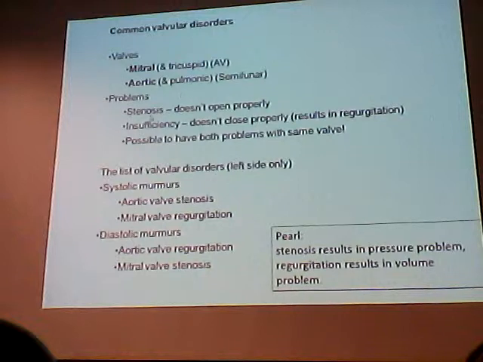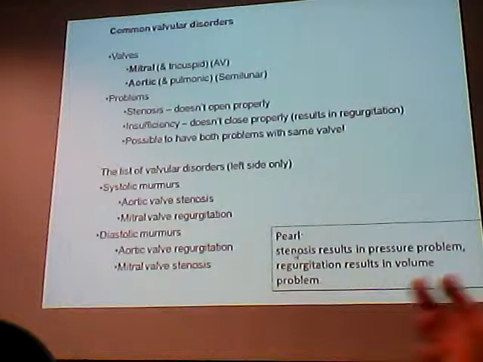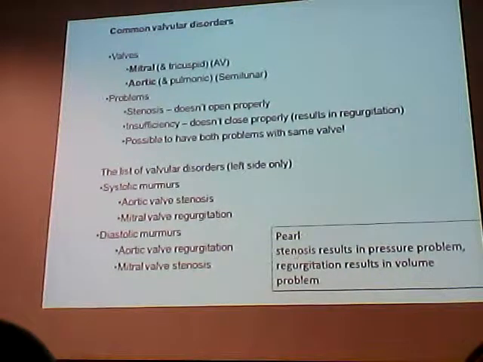So problems that you might see. So stenosis, you're not opening properly because you're very stenotic, so stiff. Insufficiency, you're not closing properly, which can result in regurgitation, so the blood will go in the opposite direction. And then you get different murmurs depending on when something happened. So stenosis results in pressure problems, and regurgitation is more volume problems. So stenosis, it's hard to pump something out. Increased pressure builds up. Regurgitation, like your blood went in the opposite direction, that's a volume problem.